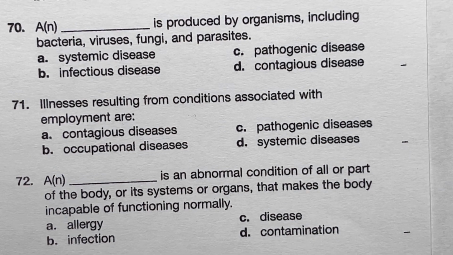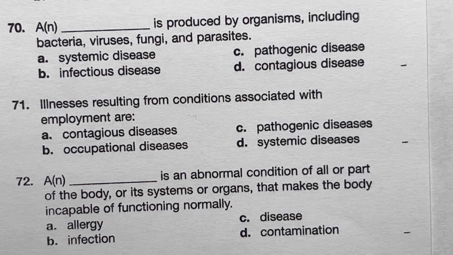Number 72. A blank is an abnormal condition of all or part of the body or its systems or organs that makes the body incapable of functioning normally. A. Allergy, B. Infection, C. Disease, D. Contamination. And the correct answer is C. Disease.